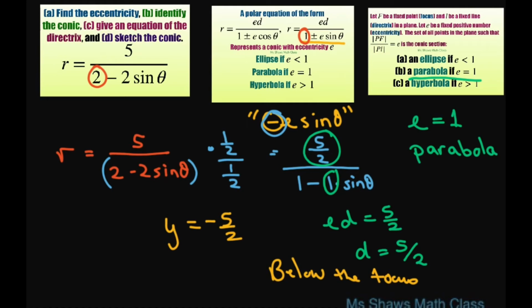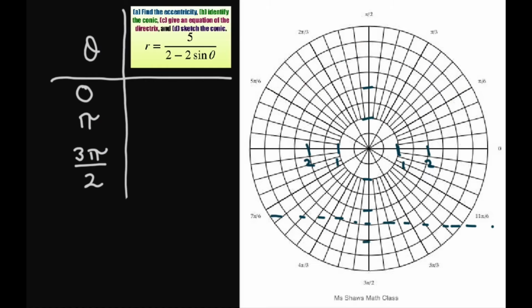All right, so let's sketch the graph. I put in some values. Our graph's going to open up, and we can plot in some points. Sine of 0 is 0, so that gives me 5/2. So we're going to go out 5/2. Let me write that down. 5/2 is going to be 2 and 1/2, so it's going to be out about here. I went by ones here, I went by 2s here to get my 1s.